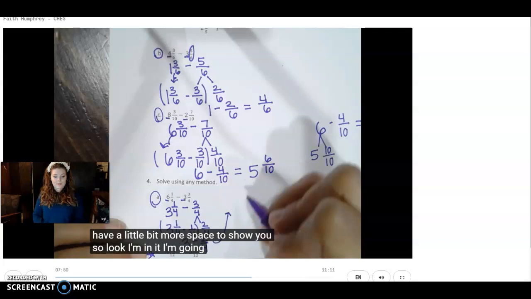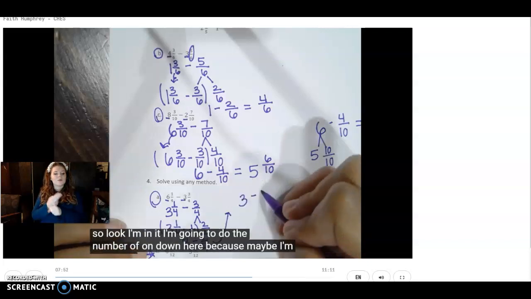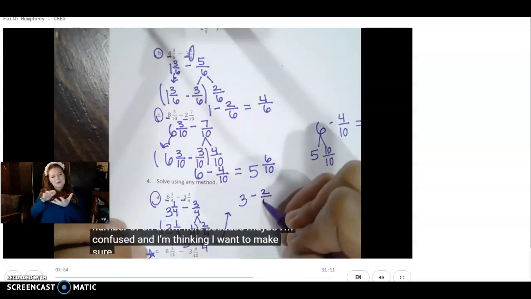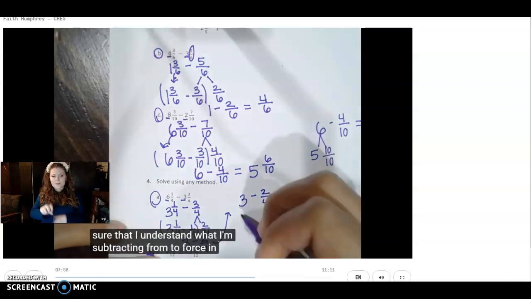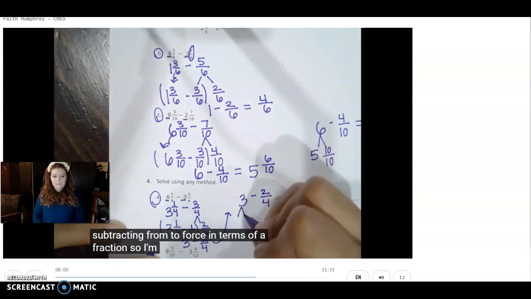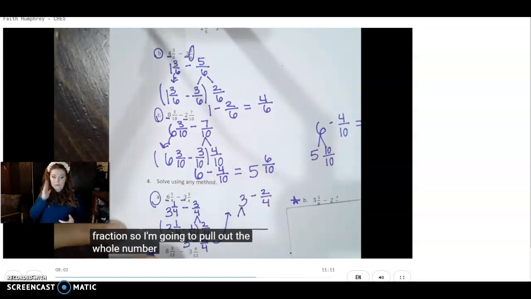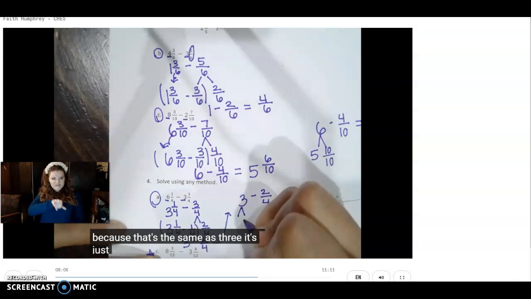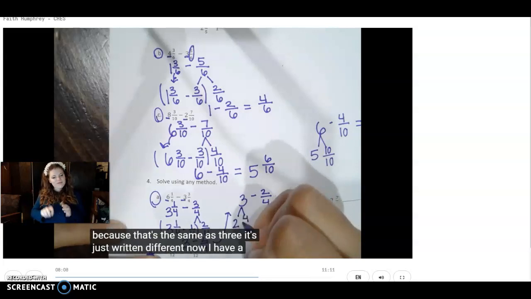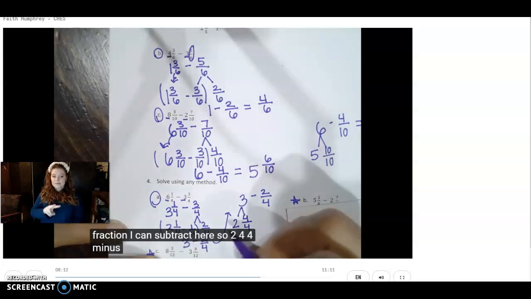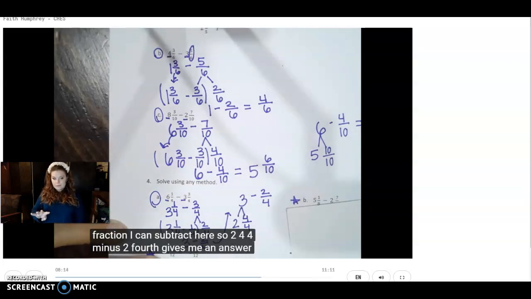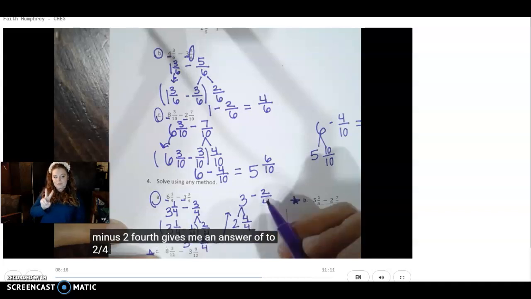So look, I'm gonna do the number bond down here because maybe I'm confused and I'm thinking, I want to make sure that I understand what I'm subtracting from 2/4 in terms of a fraction. So I'm going to pull out the whole number 2, 2 and 4/4 because that's the same as 3. It's just written different. Now I have a fraction I can subtract here. So 2 4/4 minus 2/4 gives me an answer of 2 2/4.